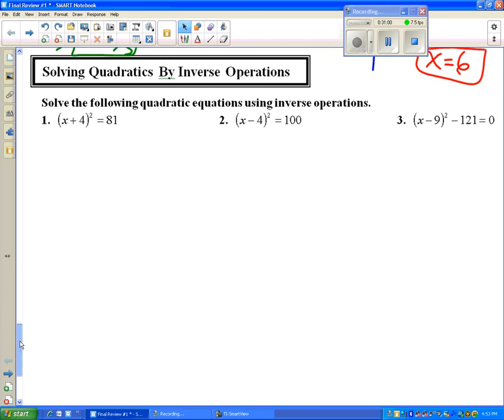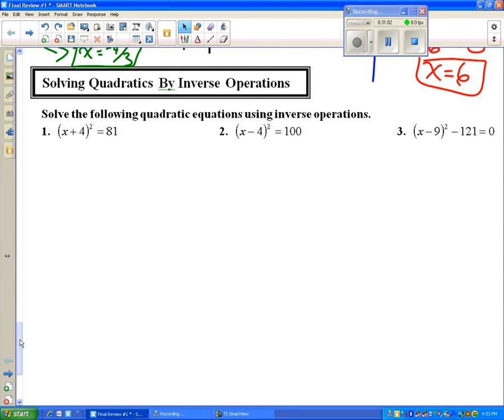Solve quadratics by inverse operations. Solve the following quadratic equations using inverse operations. I have something squared, something squared, something squared. So what I want to do is square root and then solve for x. So let's try this on number 1.